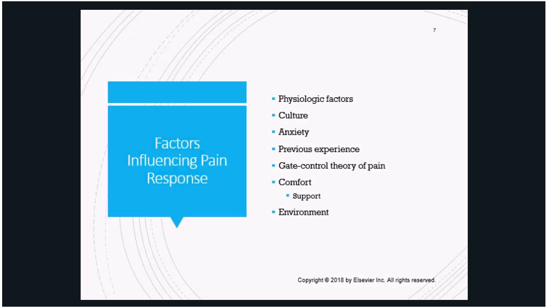Emotional expressions or suffering often cause increased anxiety. You'll see writhing, crying, groaning, gesturing, hand clenching and wringing, and excessive muscular excitability. Cultural expression of pain also varies. Factors include physiological factors, culture, anxiety, previous experience with pain, gate control theory of pain, comfort, support, and the environment.